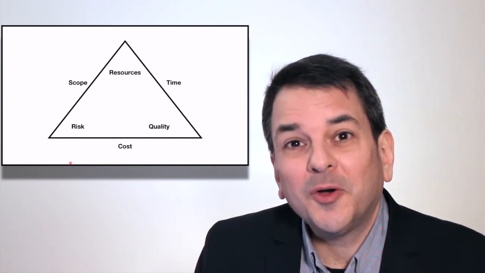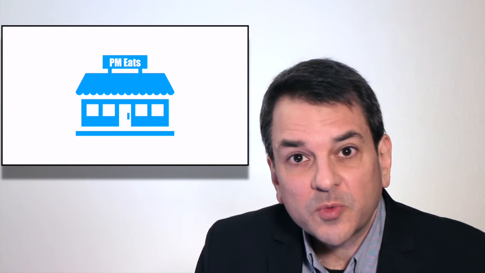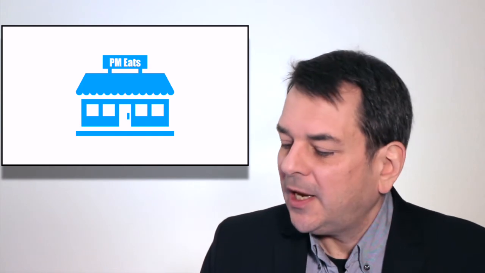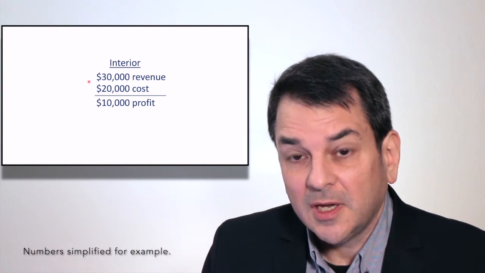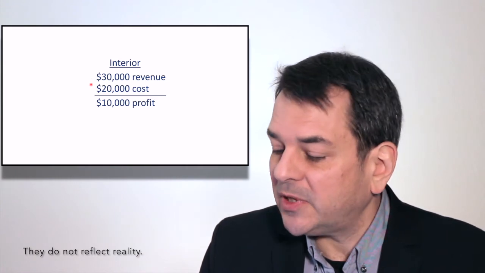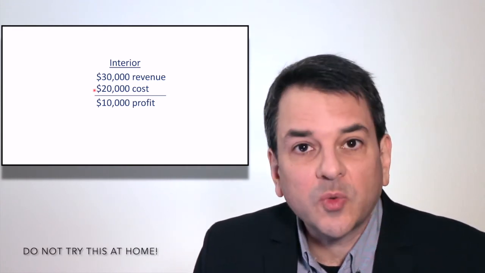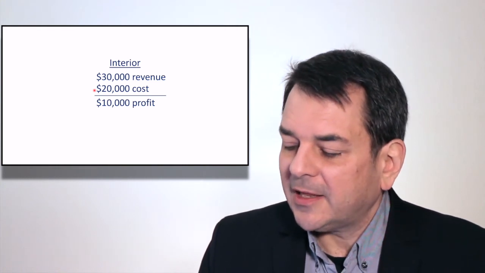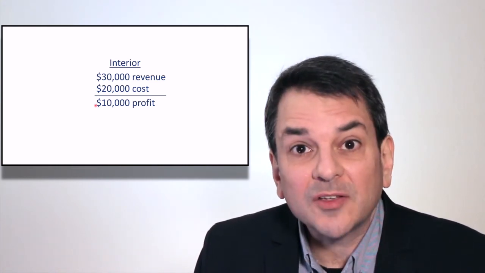So let's say we own a restaurant, PM Eats, and we want to increase revenue. So we come up with the idea for an interior renovation project. We're going to modernize the kitchen, we're going to expand the dining room, and we do some analysis and research, and it suggests that we could expect a $30,000 revenue increase within the first year of completing this renovation project. And our cost estimates show it's going to cost about $20,000 to do the renovation. That leaves us a very nice profit of $10,000.